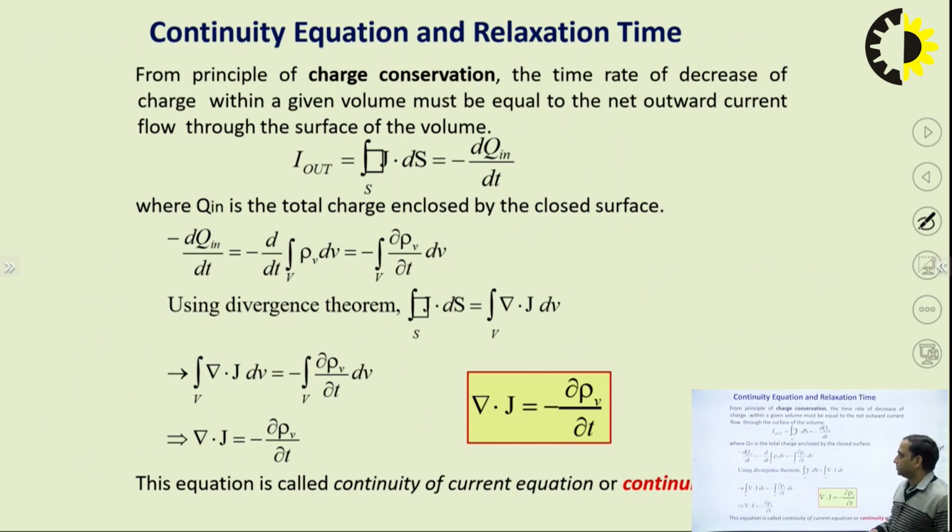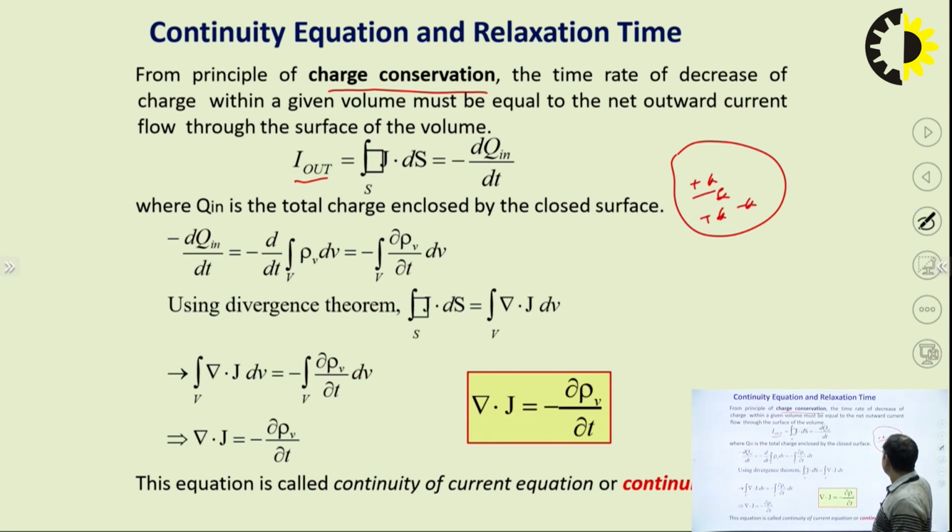Now come to another topic, the continuity equation and the relaxation time. For that we have to go through one of the basic principles behind the continuity equation, charge conservation. This is the rate of decrease of charge within a given volume. It must be equal to the total current out from that surface or volume. If this is the volume in which the charges are present, the rate at which the charge decreases from this volume is equivalent to the current out from that volume.